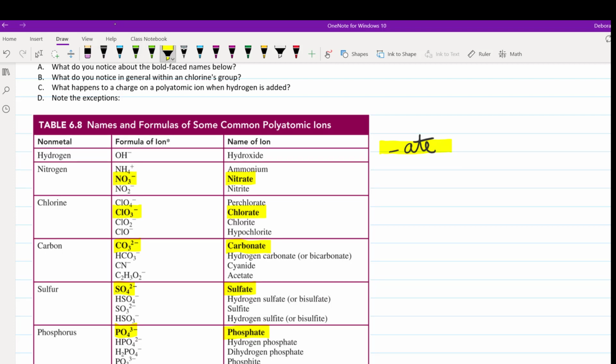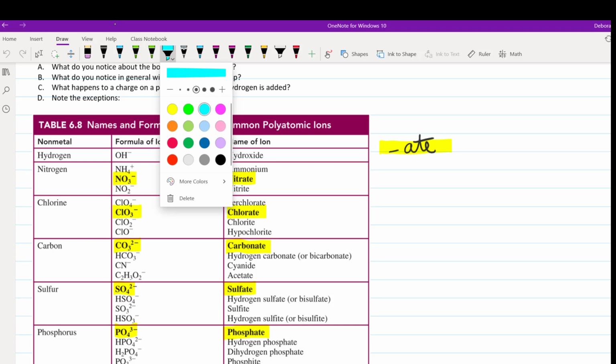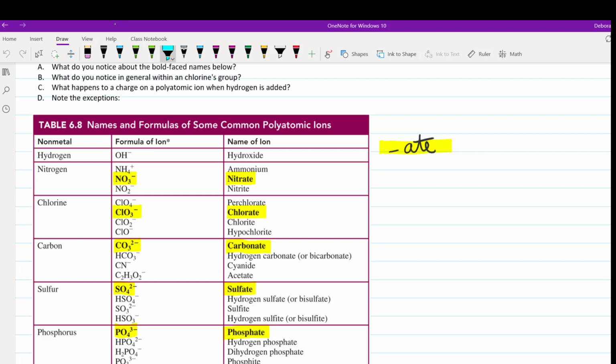Well, let's get another pen up here. Let's take a look at some that end in a different suffix. Let's take a look at these. And let's see, going down further. Okay, and one more. And what do you notice about those? They all end in ITE.